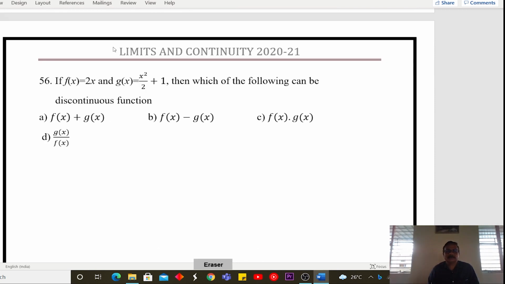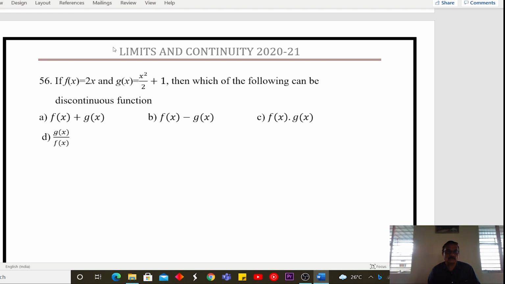Okay. Question number 56. If the function f of x is equal to 2x and the function g of x is x square by 2 plus 1, then which of the following can be a discontinuous function? Very simple question. The f of x and g of x are given. Now, is the addition of two functions continuous or discontinuous? Clearly, the addition of two functions is a continuous function. Similarly, the difference of two functions is continuous, as well as the product of two functions.